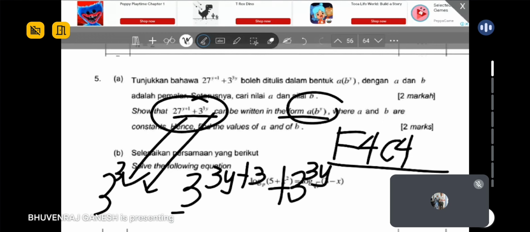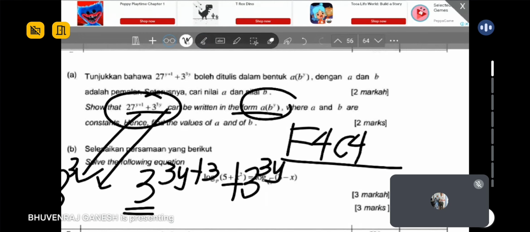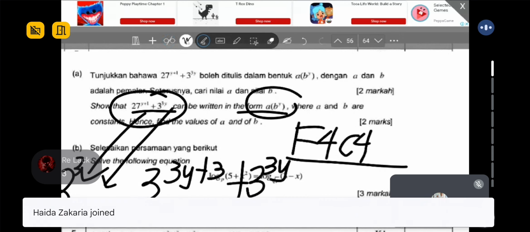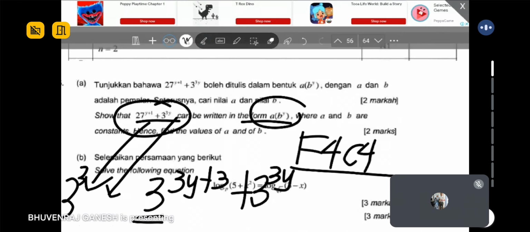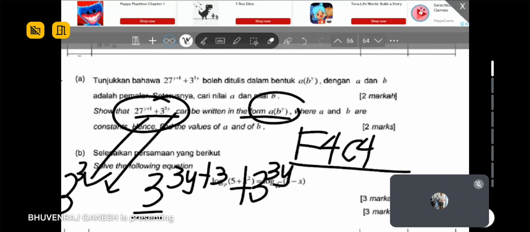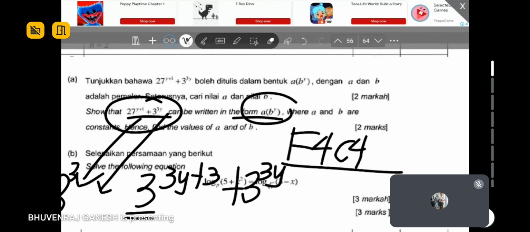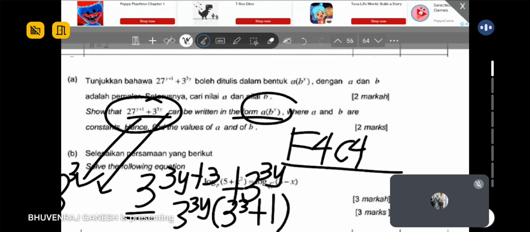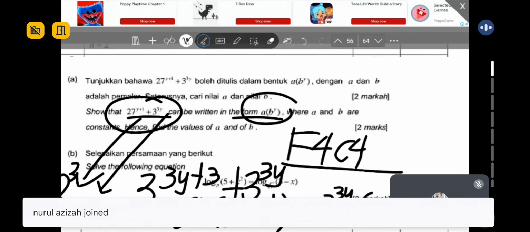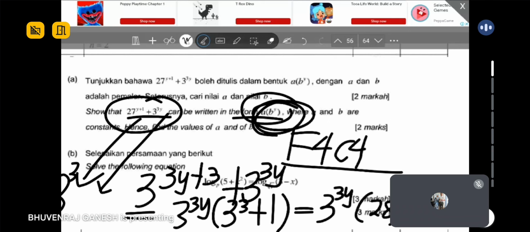Okay, so now, what can we factorize out, guys? Kita boleh faktorkan apa kat sini? Kamu boleh faktorkan lagi 3 kuasa apa? Very good. You can factorize out 3 power 3y. So you are left inside with 3 power 3 plus 1. Tambah 1. So this is your answer: 3 power 3y and then you have 28. Okay guys, can you see? Does it follow the format, guys? Adakah dia patuhi format dia? I think it follows already.